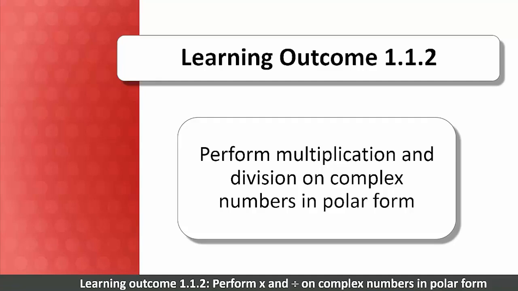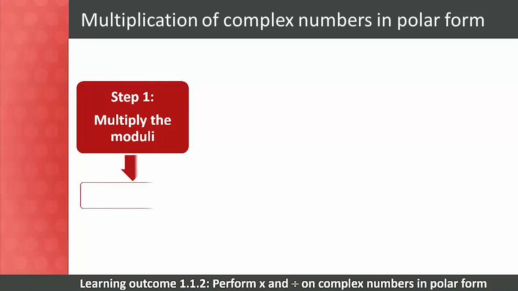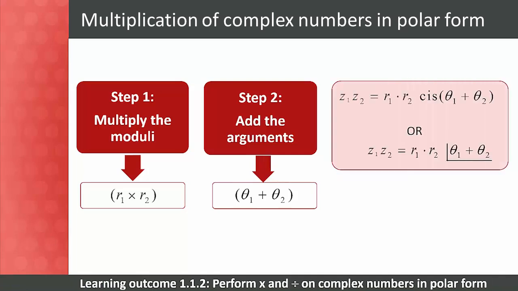Learning outcome 1.1.2. Perform multiplication and division on complex numbers in polar form. When students are familiar with the concepts of standard and polar form, we can move on to multiplication and division. Students should remember multiplication in polar form from level 3 as well. Step 1. Multiply the moduli, R1 times R2. Step 2. Add the arguments, theta 1 plus theta 2. Here are two different ways to represent the multiplication of complex numbers in polar form.